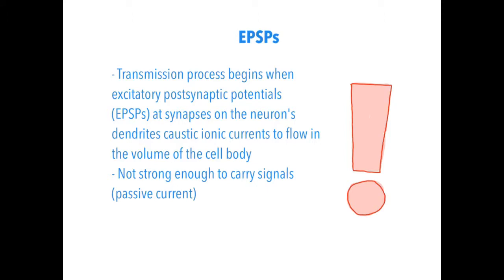The signaling and transmission process begins when excitatory postsynaptic potentials, or EPSPs, at synapses on the neuron's dendrites cause ionic currents to flow in the volume of the cell body. The distance between neurons is too great for EPSPs to have any great effect because this is a passive current conduction and can only flow about 1 millimeter at a time.